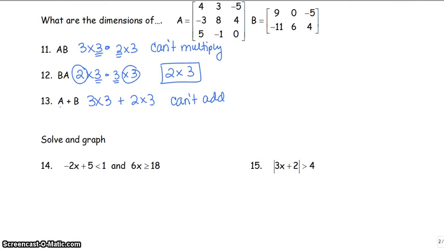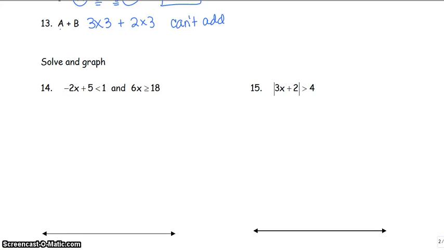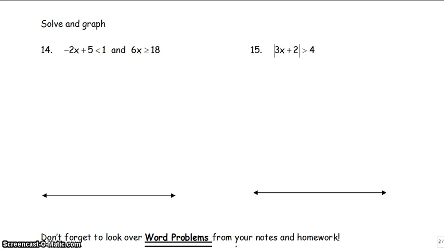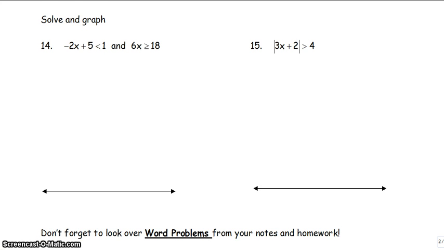Alright, we're almost done. Now we've got our compound inequalities and our absolute value inequalities. We want to solve and graph.